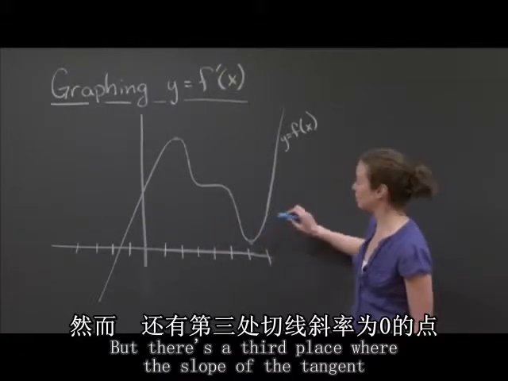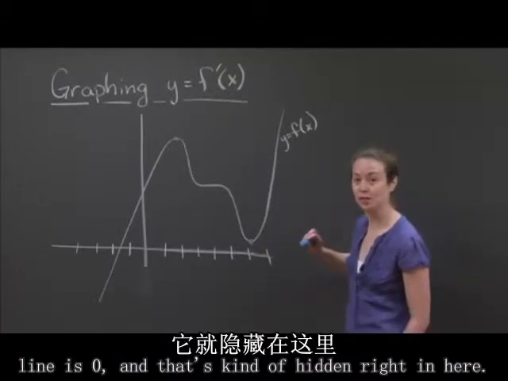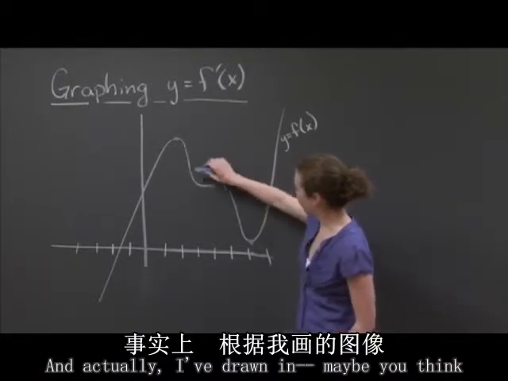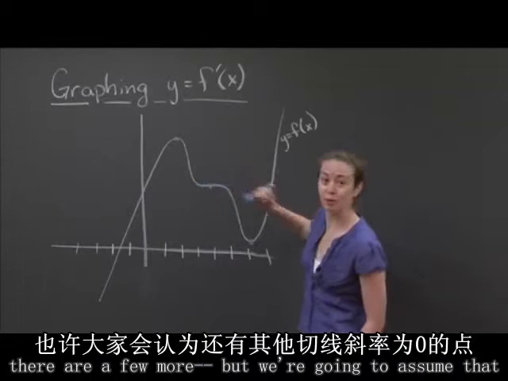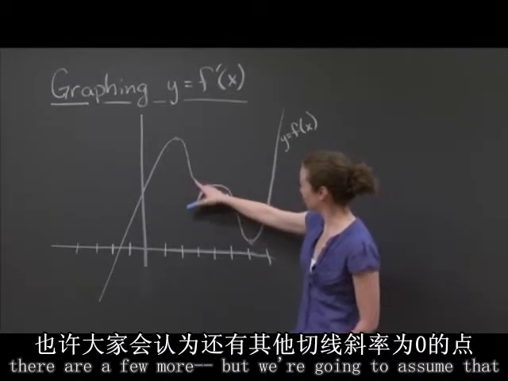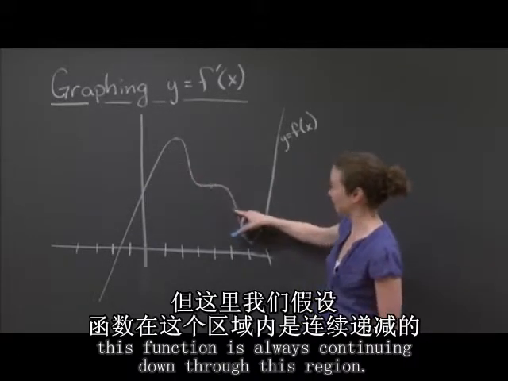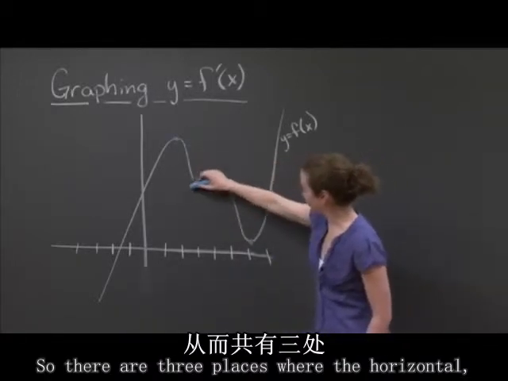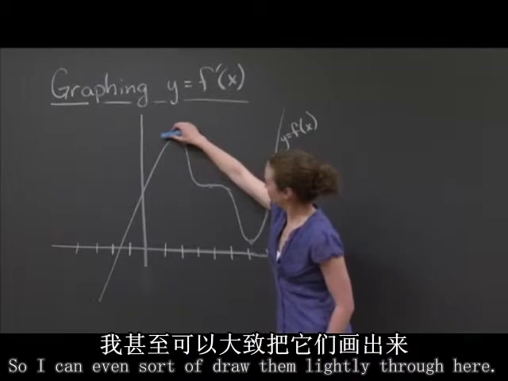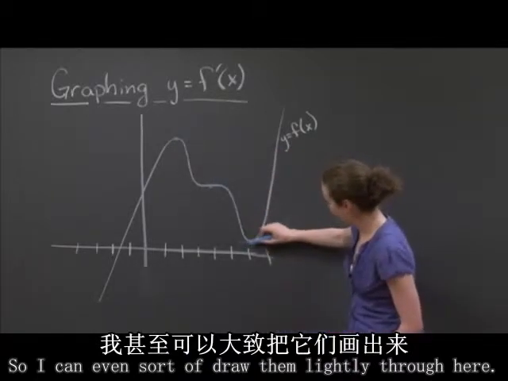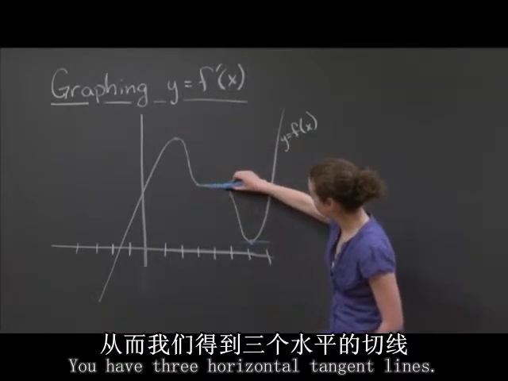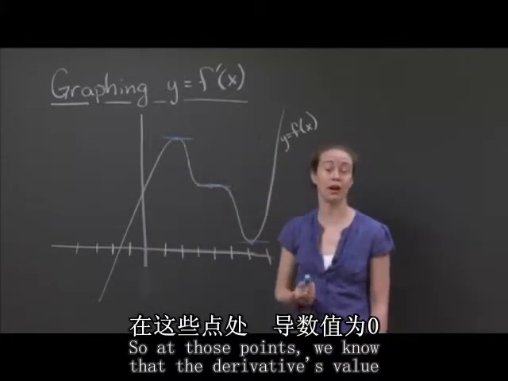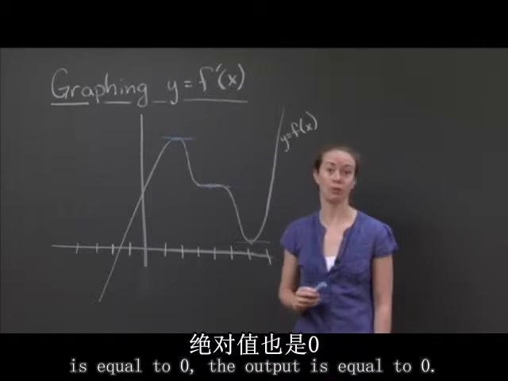But there's one third place where the slope of the tangent line is 0, and that's kind of hidden right in here. And actually, I've drawn it. Maybe you think there are a few more, but we're going to assume that this function is always continuing down through this region. So there are three places where the tangent line is horizontal. So I could even draw them lightly through here. You have three horizontal tangent lines. So at those points, we know that the derivative's value, the output, is equal to 0.